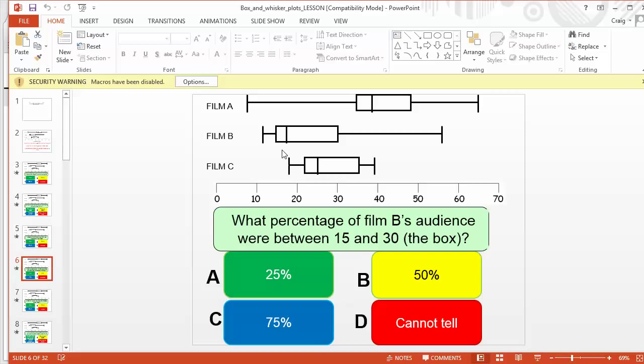What about this one? What percentage of film B's audience were between 15 and 30? So this is a great question. Can kids actually get numbers or percentages or proportions from box plots? Do they know that the interquartile range contains the middle 50% of the data? Has that ever been told to them? Have they remembered it? Have they understood it? Well, here's a way to find out.